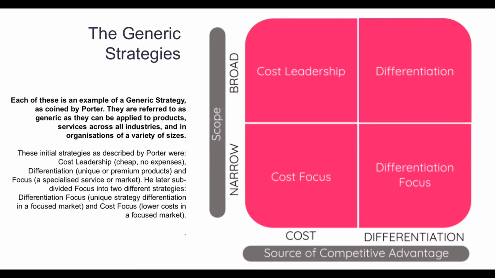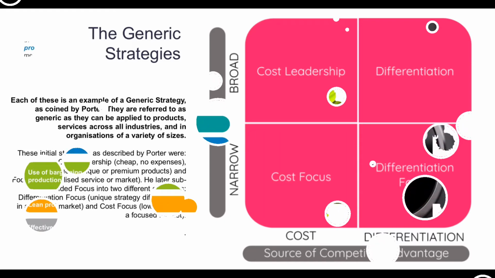Now, let's discuss the generic strategies for us to get the competitive advantage. Here, we have the scope, which is narrow or broad, and the source of competitive advantage, referring to cost and differentiation. So, let's take a look at the next slide.